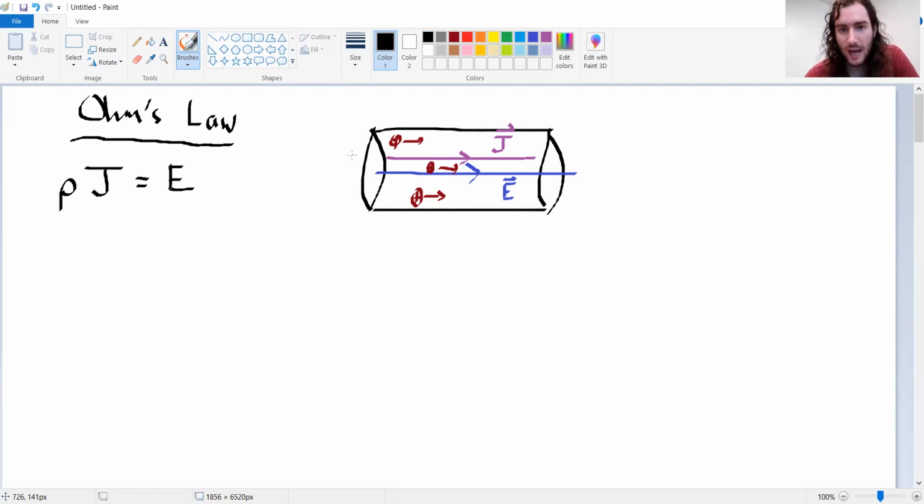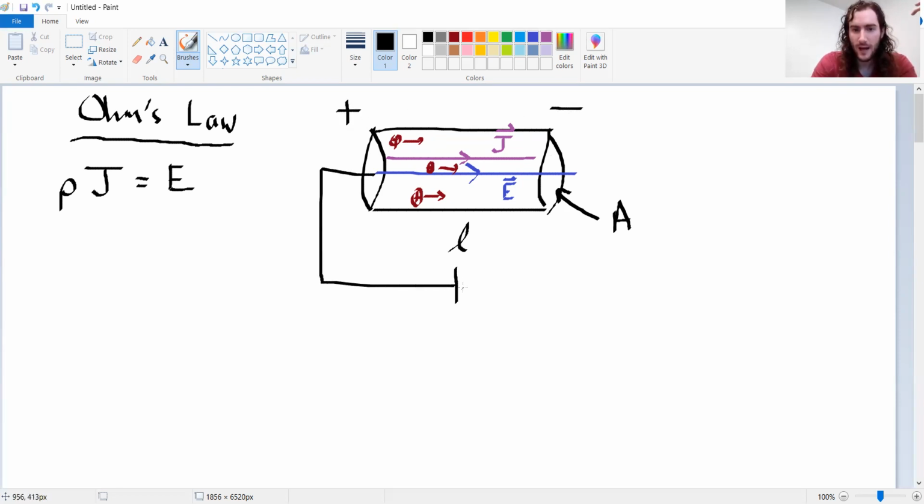Now we can start to ask questions like, well, this wire has dimensions, right? Suppose the wire has a length and a cross-sectional area, A. In order to get this electric field inside of this wire, we would have had to apply a potential difference. We would have had to connect this thing to a battery, so to speak. Otherwise, how would we even have this electric field here? The battery is going to supply a potential difference of delta V.